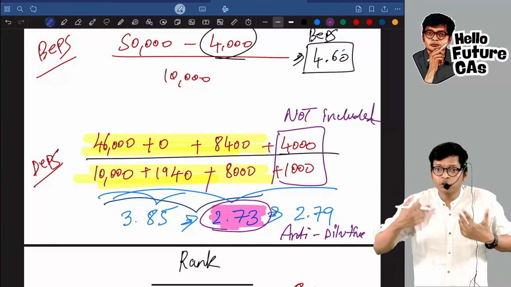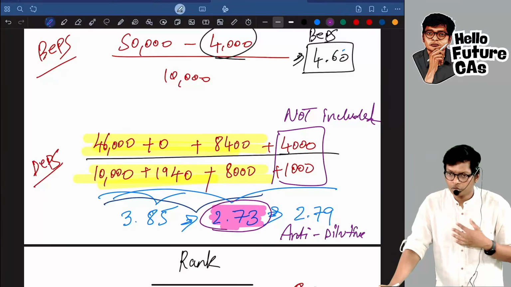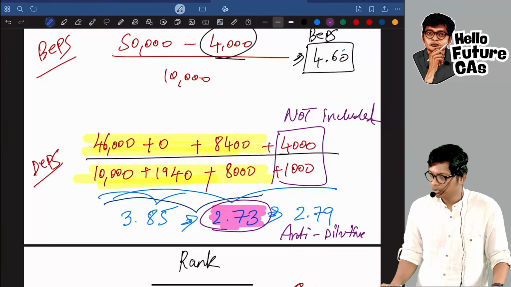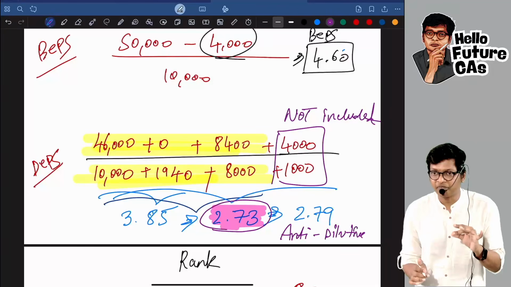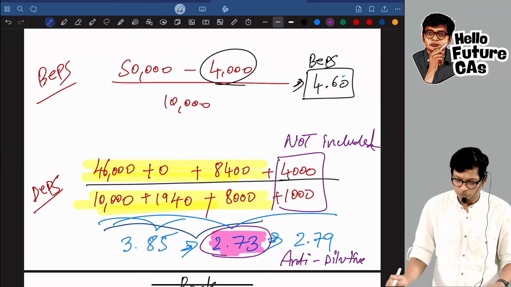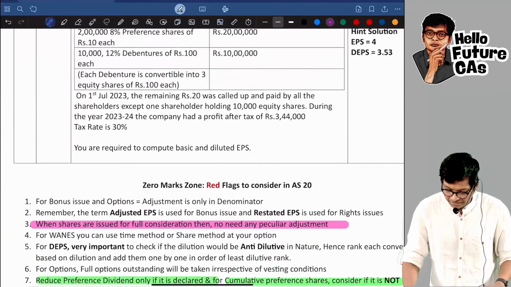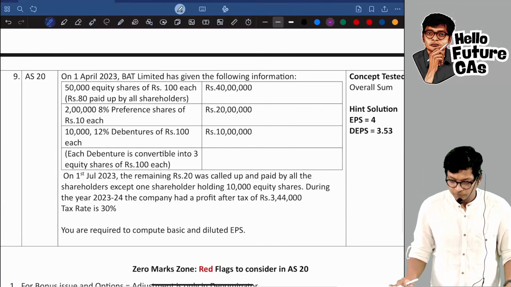Previous sum, maybe you got some fear. Now you got some clarity, guys. Okay. All of you with me? Okay. This is with all options, preference and debentures. Anybody has a doubt in this? No. Perfect. Now we have one last sum, which is question number 9.